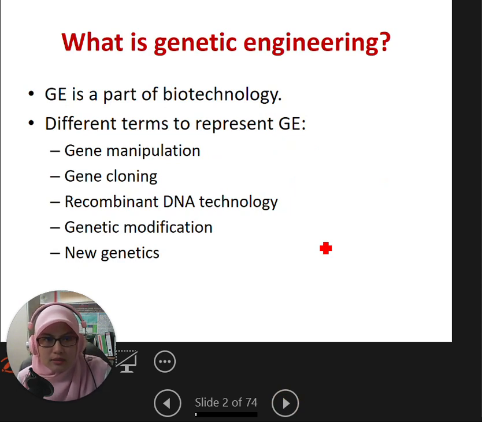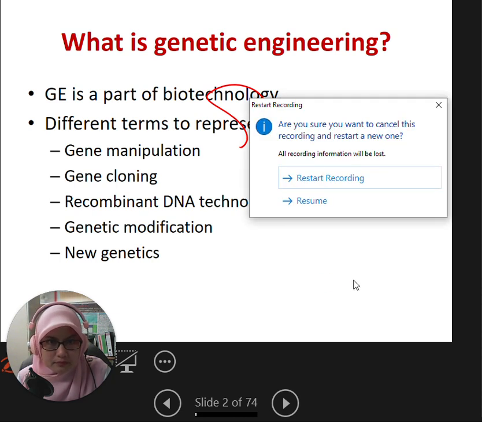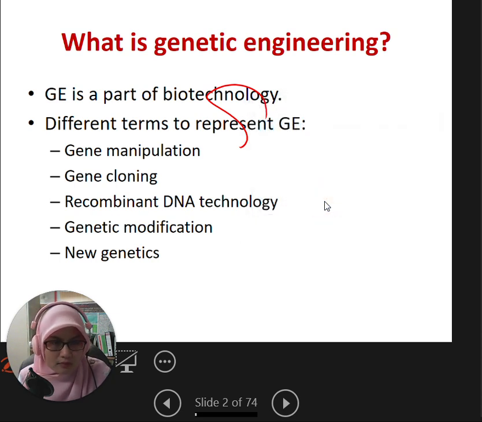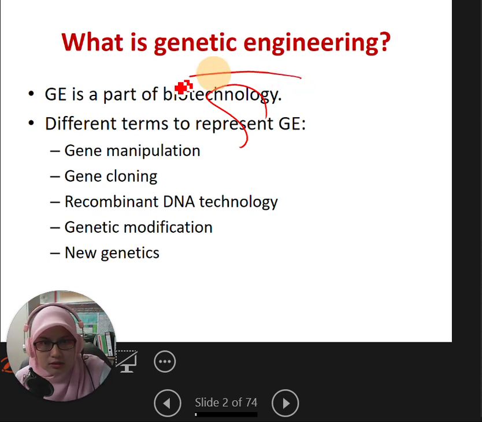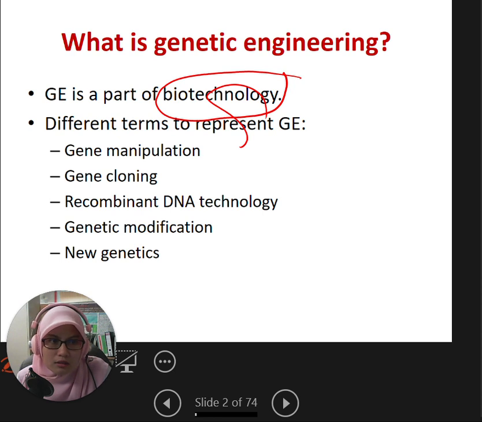So what is genetic engineering? Genetic engineering is a part of biotechnology. Biotechnology is the use of artificial methods to modify the genetic material of living organisms or cells to produce novel compounds or to perform new functions.